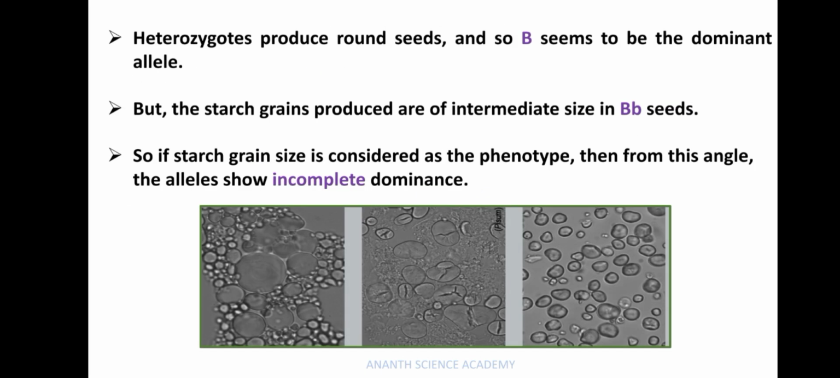Heterozygotes, that is capital B small b, produce round seeds, and so capital B seems to be the dominant allele. But the starch grains produced are of intermediate size in capital B small b seeds. So, if starch grain size is considered as the phenotype, then from this angle, the alleles show incomplete dominance. Hope you are able to follow, my dear friends.